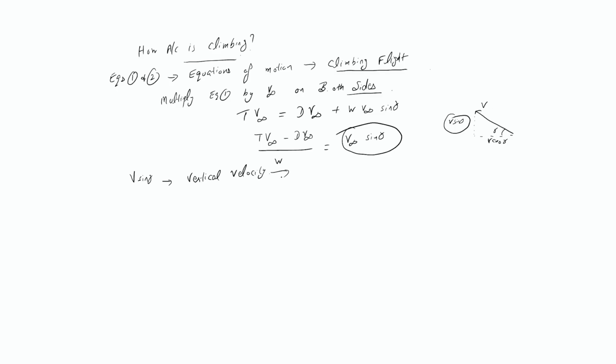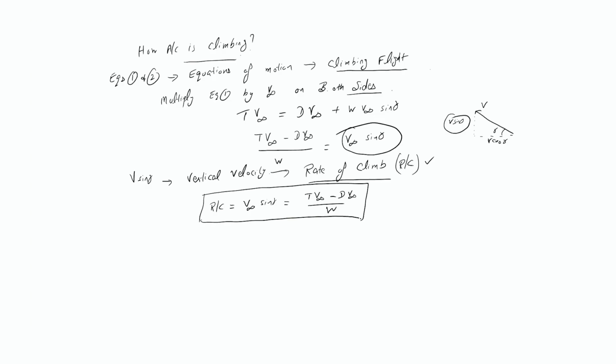Okay, this vertical velocity is called rate of climb. V sine gamma is the rate of climb, and usually we denote it by R/C. So if I write R/C anywhere, it means I am writing rate of climb. Now, rate of climb equals V infinity sine gamma equals (T V infinity minus D V infinity) upon W. So this is equation number 3.